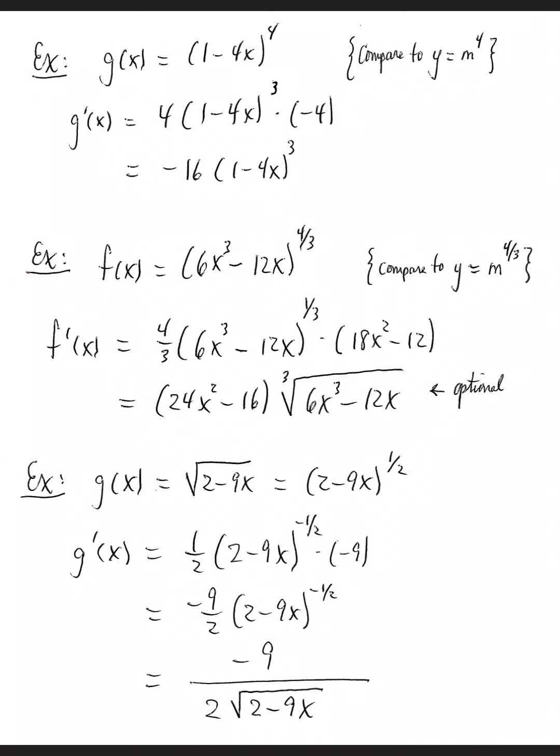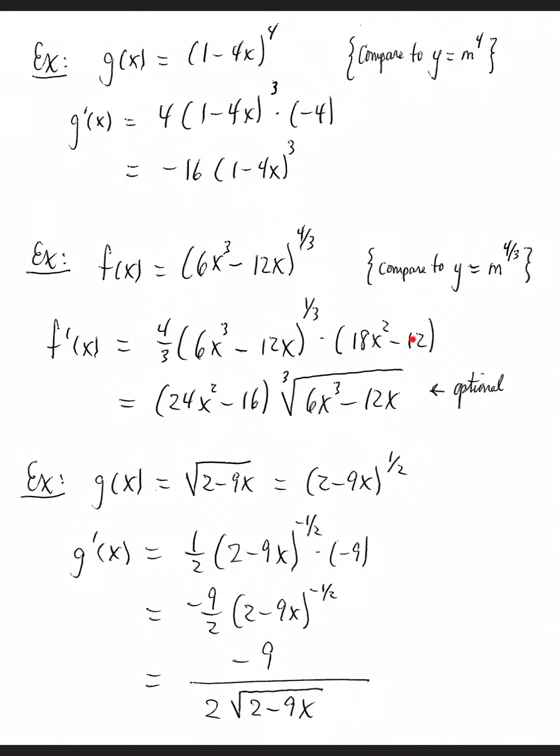The next example, function f of x defined as (6x cubed minus 12x) all to the 4/3 power. We can compare that to u to the 4/3. The derivative of this outer part will be 4/3 u, subtract 1, that'll be 1/3. 4/3 u to the 1/3. Again, the interior part comes down, that stays the same, and then on the end we chain this derivative, 18x squared minus 12.